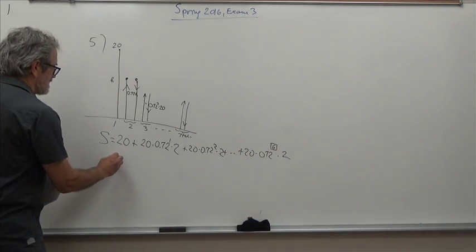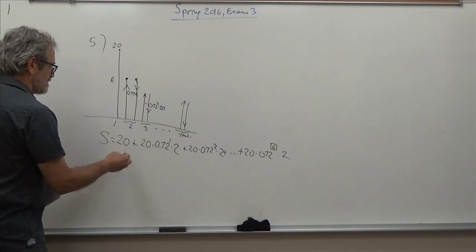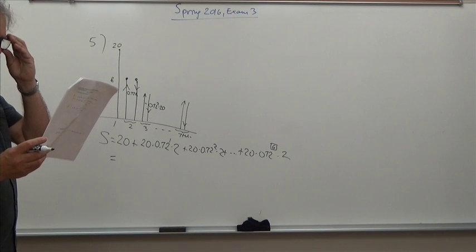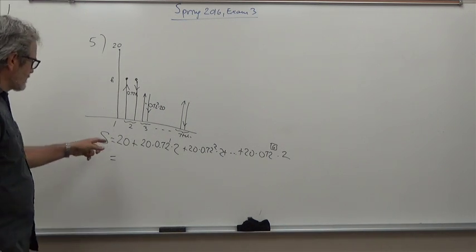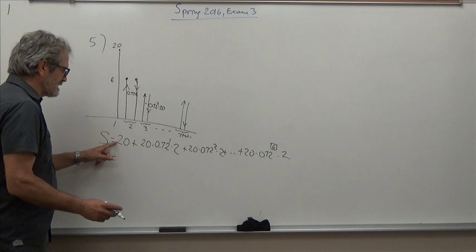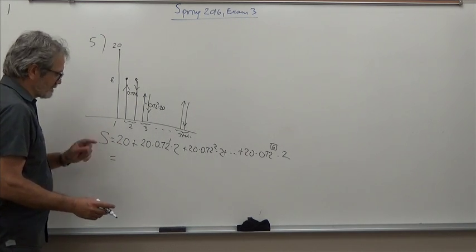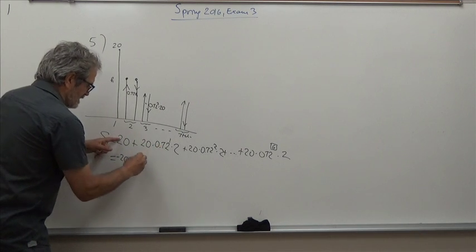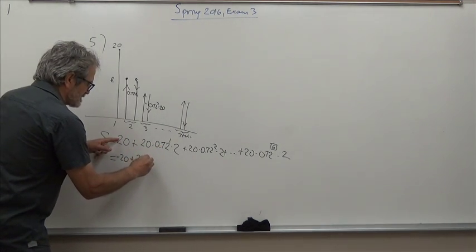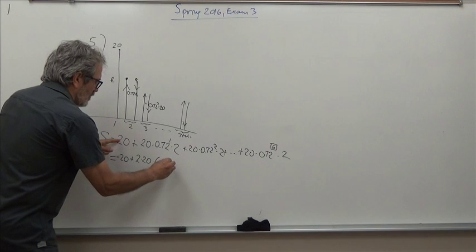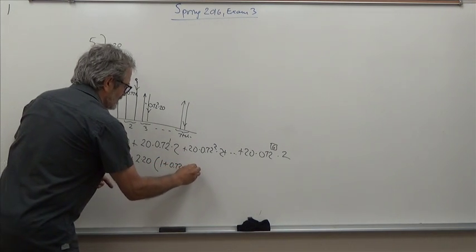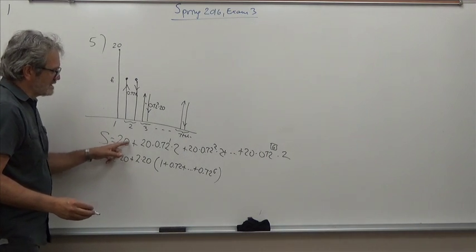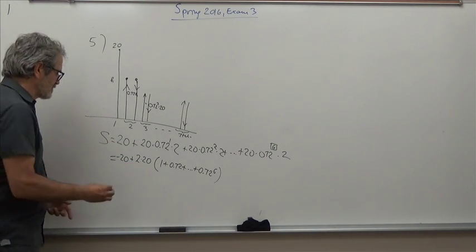So what do we get then? The easiest way, the way I solved it: since everybody is doubled and this one is not, I will double that one and subtract 20. So it will be minus 20 plus, now everybody's doubled, so I'll pull out 2 times 20. Who's left? 1 plus 0.72 plus and so on up to 0.72 to the 6th. So I subtracted and added 20 to establish that doubling pattern.